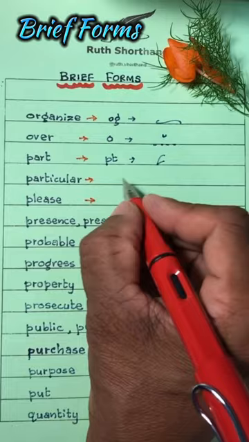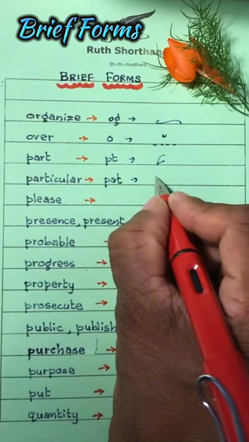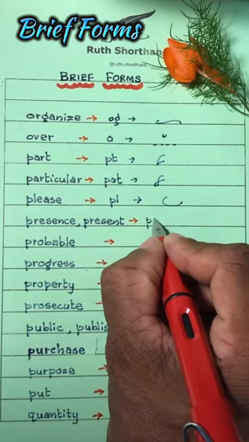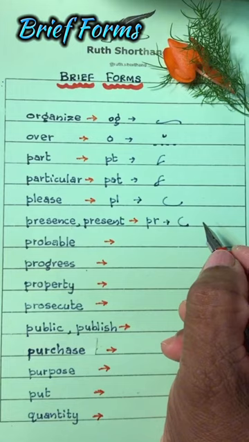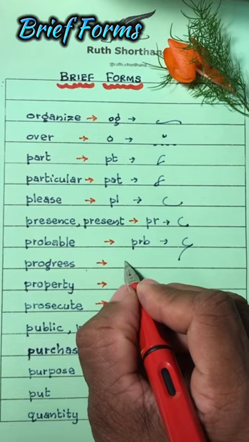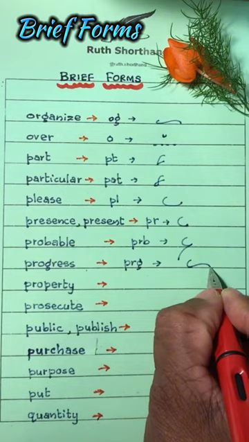P-A-T, this is particular. Please, P-L. Presence, P-R, this is present and presence. Probable, P-R-B. Progress, P-R-G.